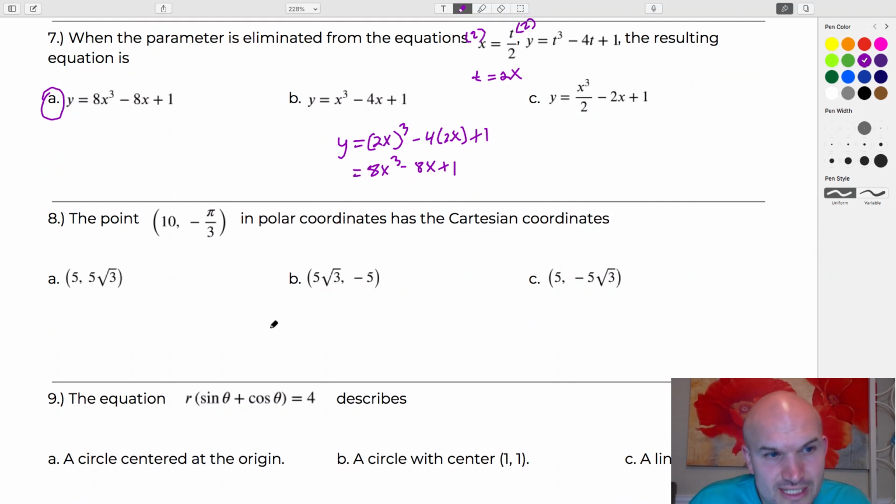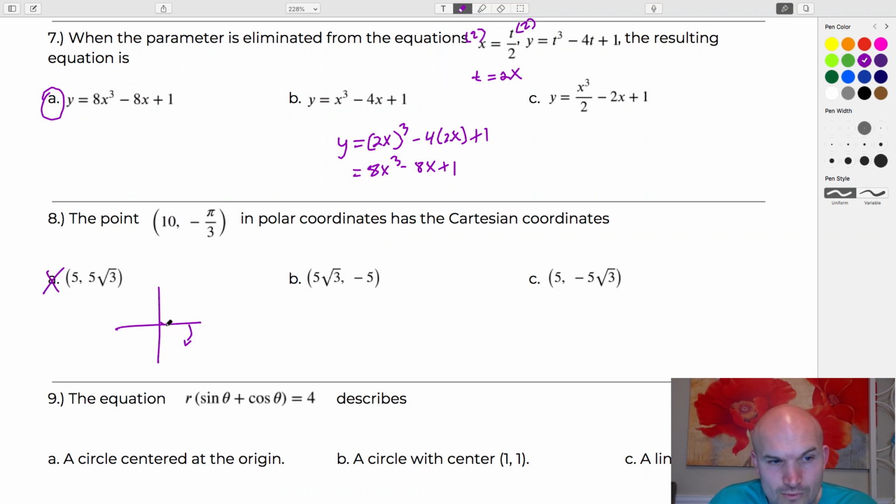The next one is the point 10, negative pi over 3 in polar coordinates. What are our Cartesian coordinates, which is basically the xy components? Now, the nice thing about this one is I think I can figure it out. No, I can't. Okay, because these are both in the third quadrant. I know right now negative pi over 3 is right there, so I know it has to be in the fourth quadrant. That means the x component is going to be positive, the y component is going to be negative. So it's not going to be A, it's going to be one of these two.